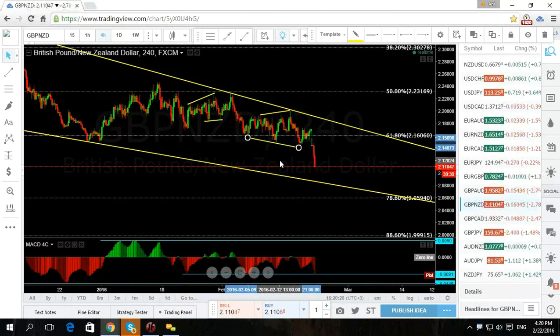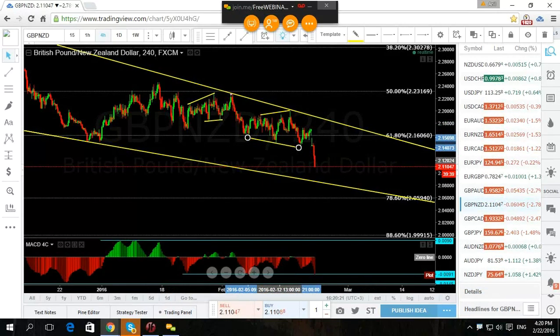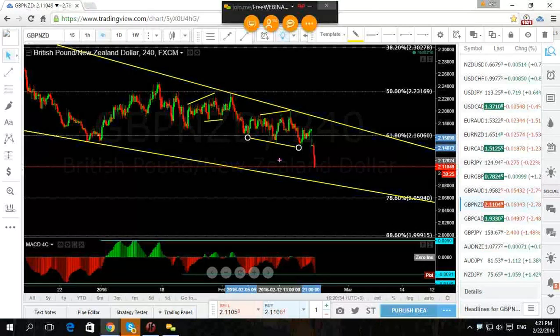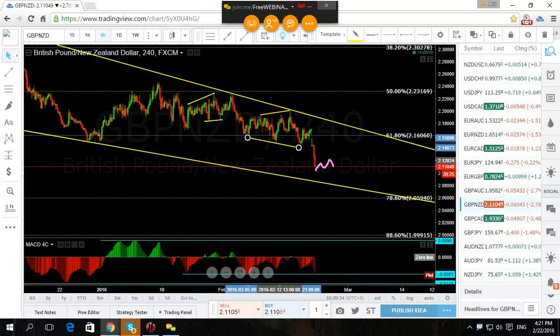Now we're pretty clear what it's doing. You can see the impulse, and now you know that this was a corrective structure. It's going down. It is very close to this low. So unless they break out, and there's a chance they're going to break out, or if we get any corrective structures within here, we can look for a sell to this low and anticipate the breakout.